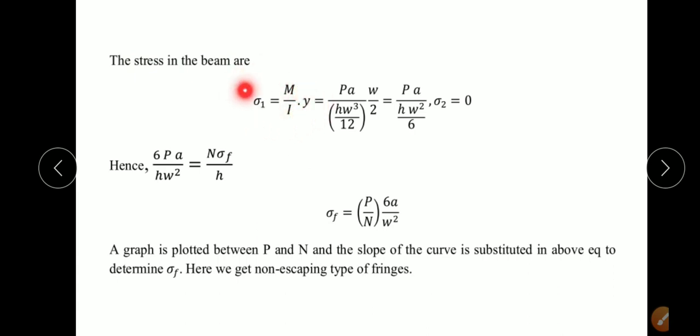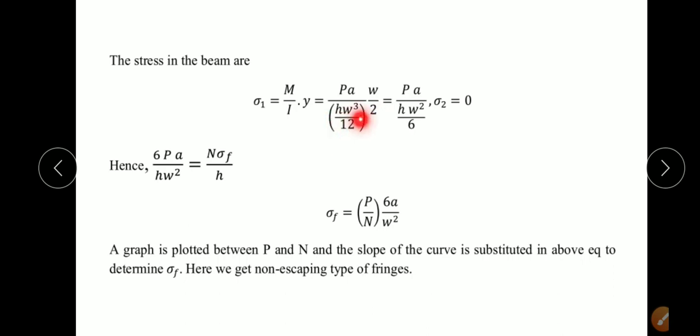So this is the basic equation you have to remember. Stresses in the beam, that is My by I, where M is the bending moment, y is the half depth of the beam, the distance of the outermost fiber from the center, and I is the moment of inertia we are going to consider. So we have bending moment, that is load into perpendicular distance, that is P into A, and y is equal to W by 2, the outermost fiber distance from the center, and hW cube by 12 is the moment of inertia, where h is the thickness or breadth and W is the depth.